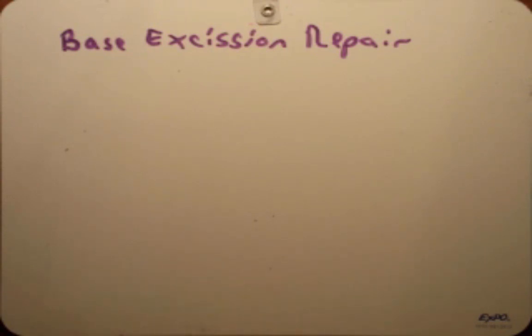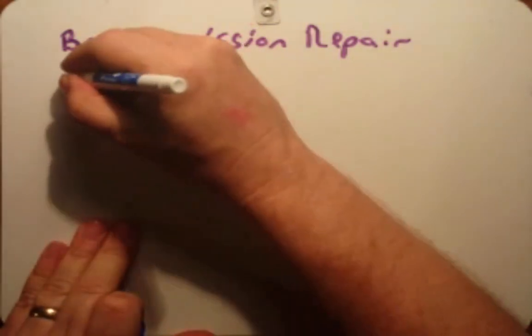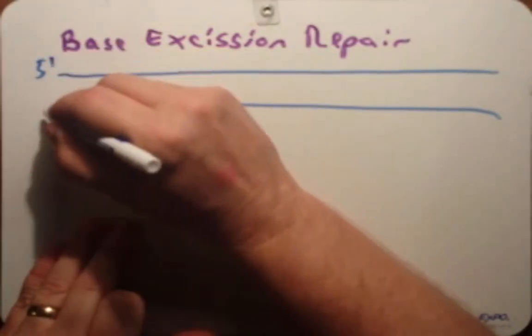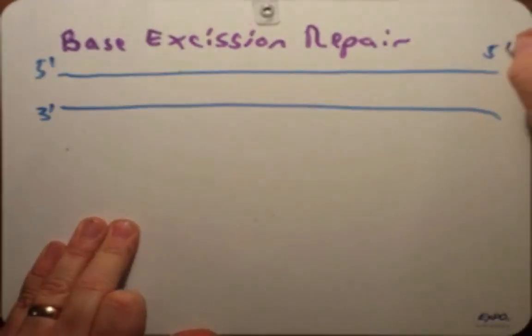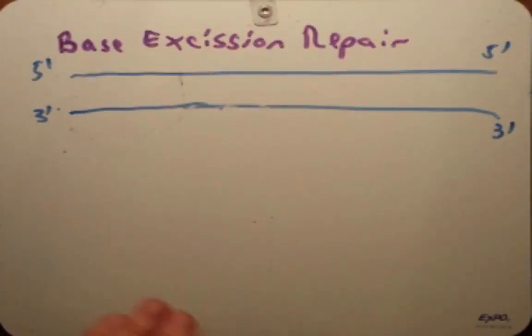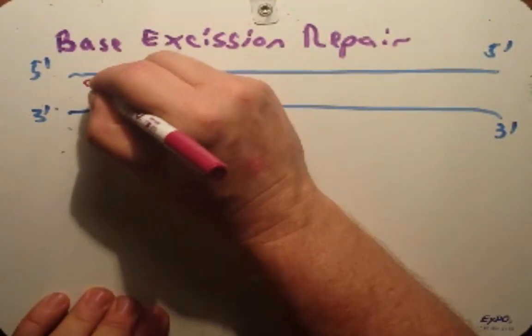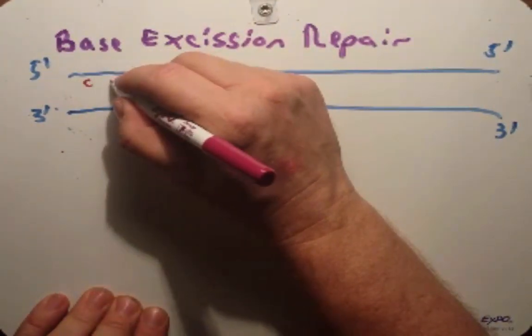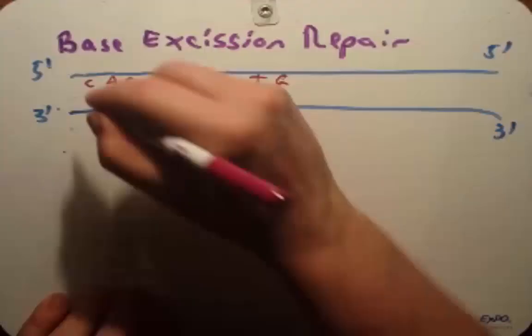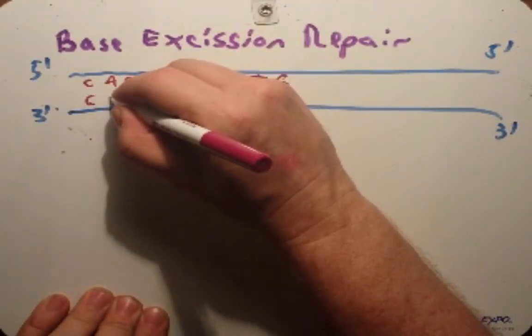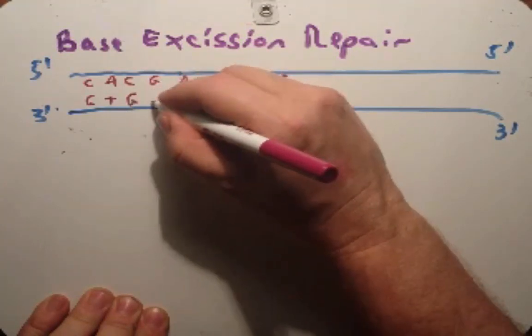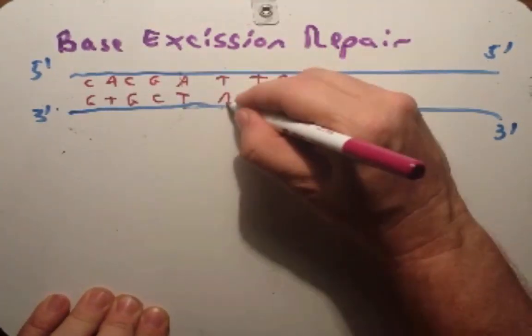And let's begin by drawing a strand of DNA here. And we'll label it 5', 3', 5', 3'. Okay, let's go ahead and place some nucleotides along here. On the top one, let's go CACG, ATTG. And then we'll write the complementary one below, GTG, CTAAC.